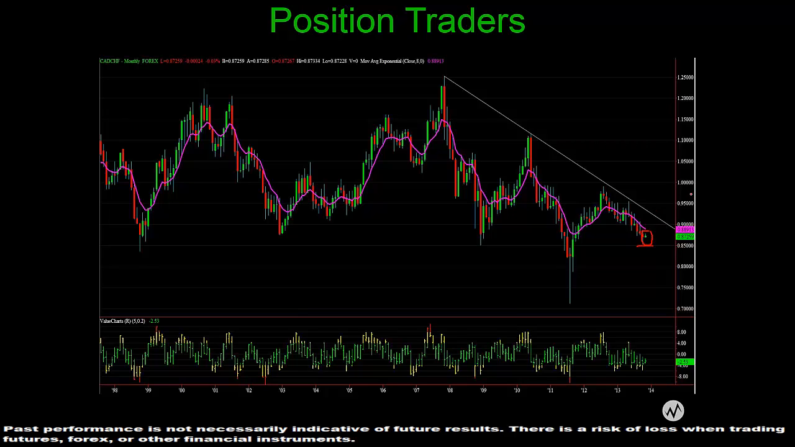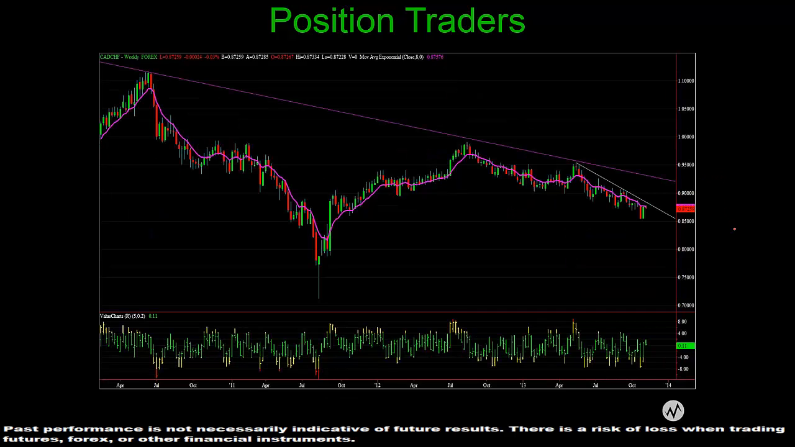So this is our long term. We see the overall trend is down, so I'm looking for short positions. So we go down to our medium time frame.